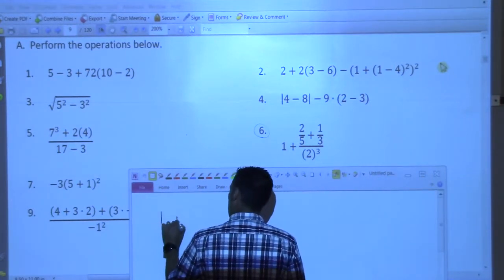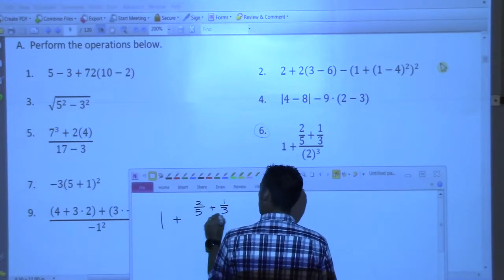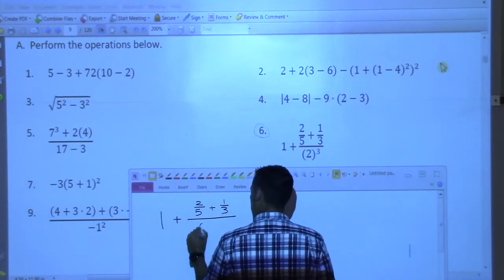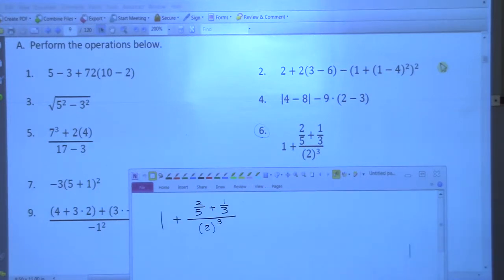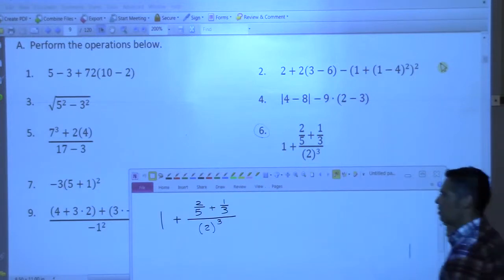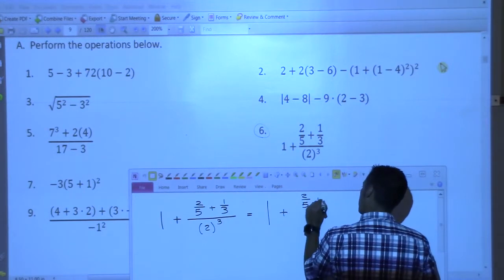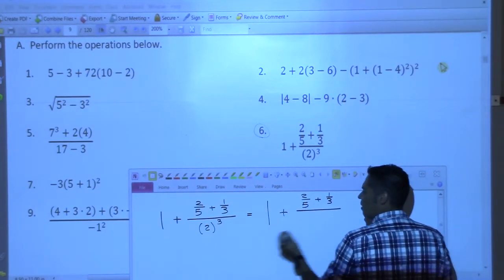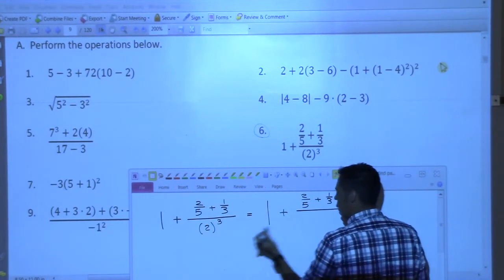It's 1 plus 2/5 plus 1/3 divided by parentheses 2 cubed. So what should we do? What should we do first? The exponent? The exponent, right? There's no parentheses, so I'm going to do the exponent first. So this becomes 1 plus 2/5 plus 1/3 over, what is this to the third? What does this mean? Yeah, 2 times 2 times 2. So that's 8.